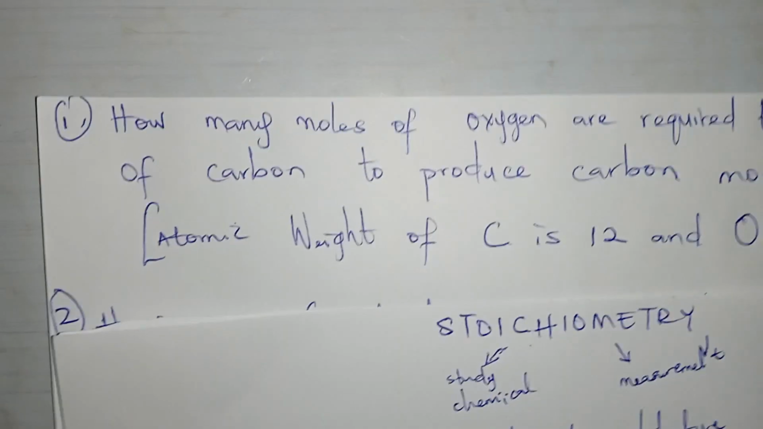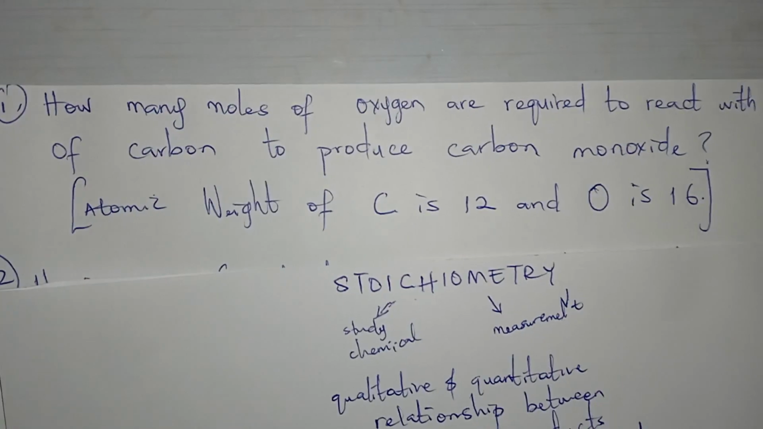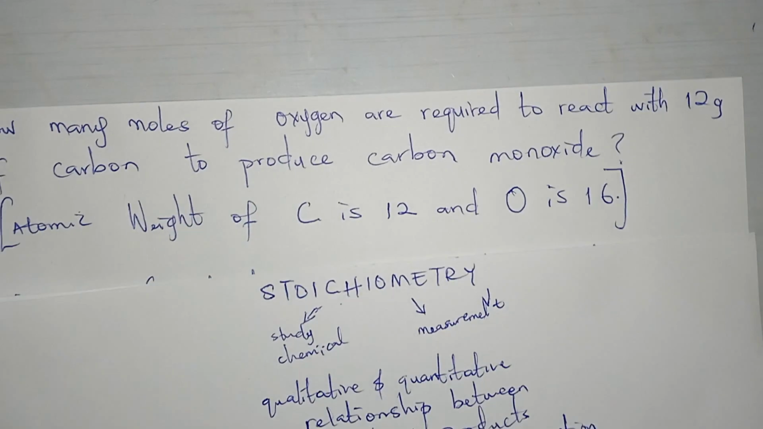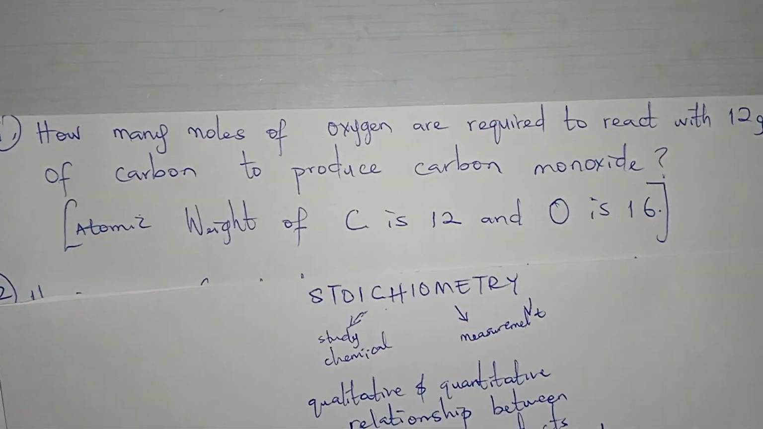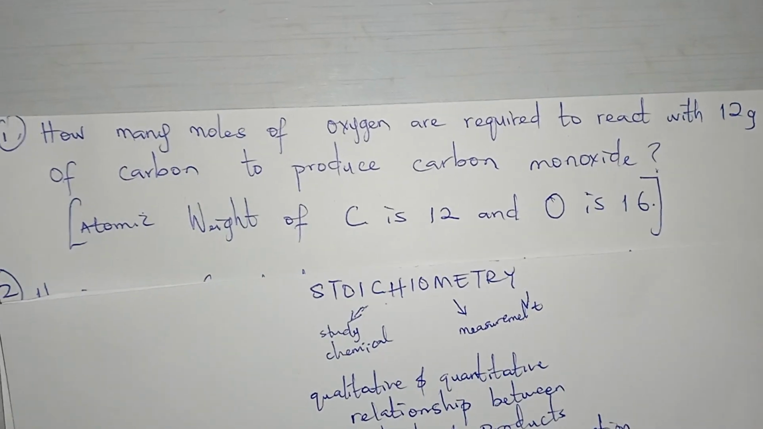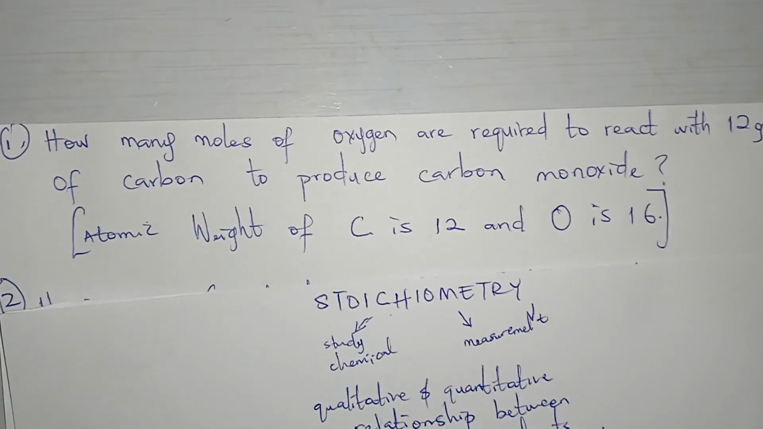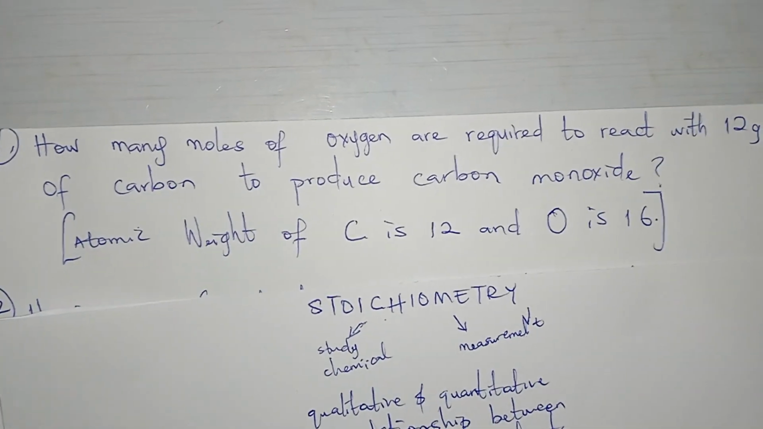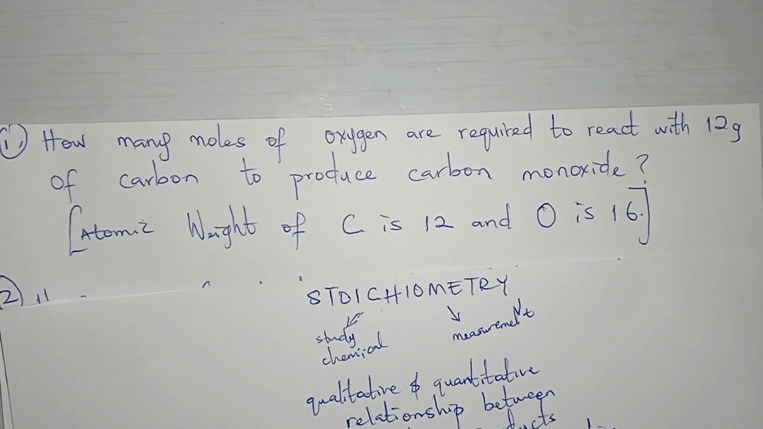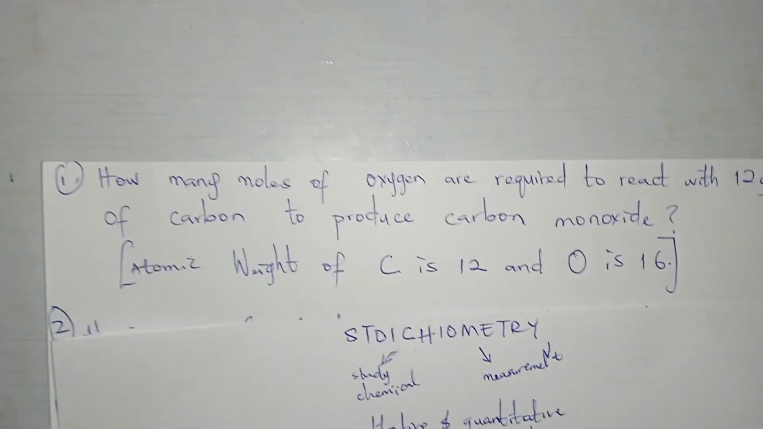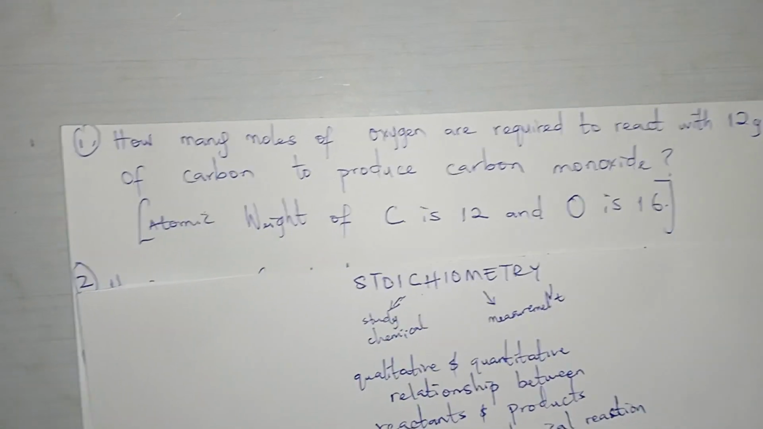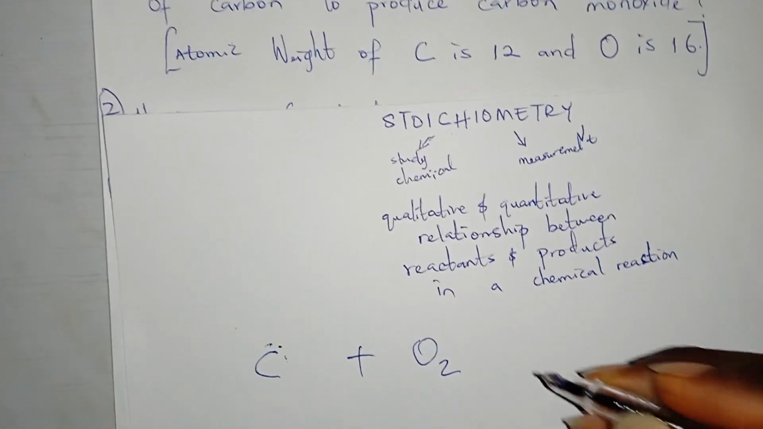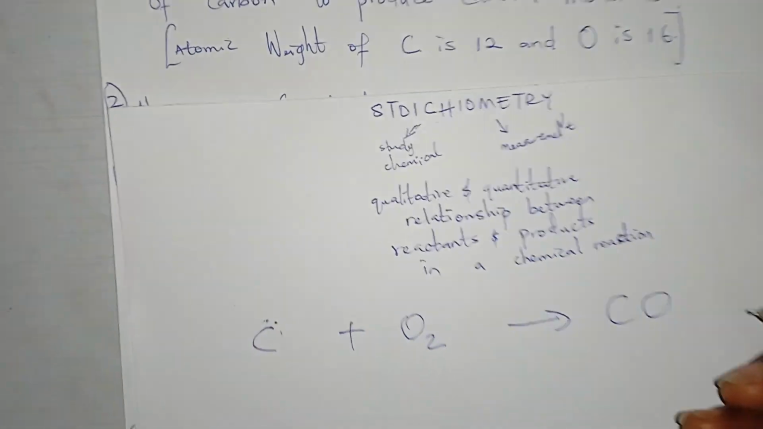The first question says, how many moles of oxygen are required to react with 12 grams of carbon to produce carbon monoxide? Before you can solve this question, you need to first get the chemical equation. So carbon and oxygen, O2, to produce carbon monoxide, CO.